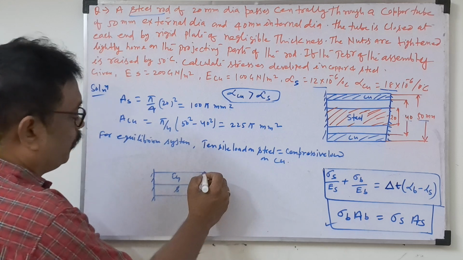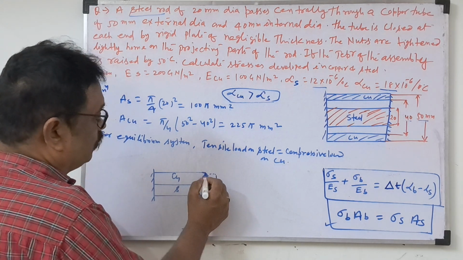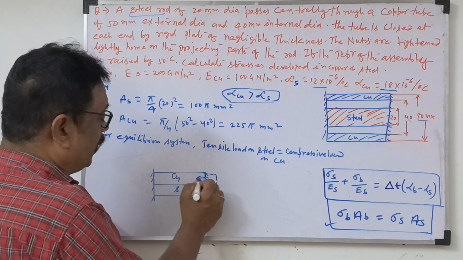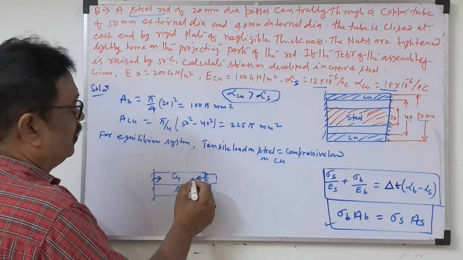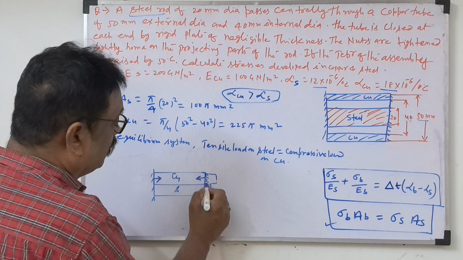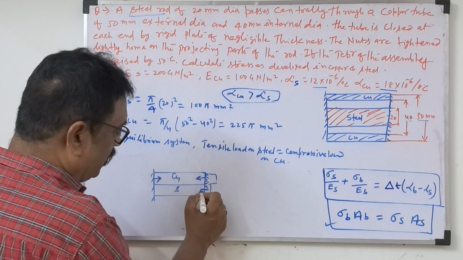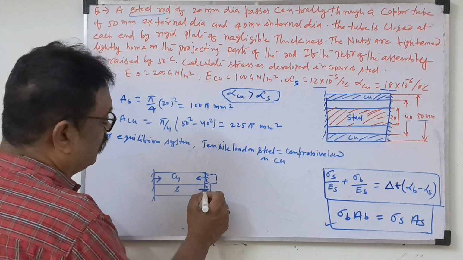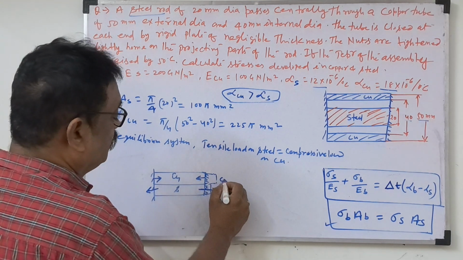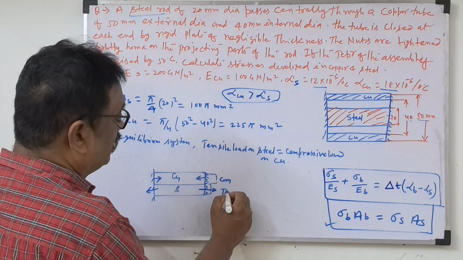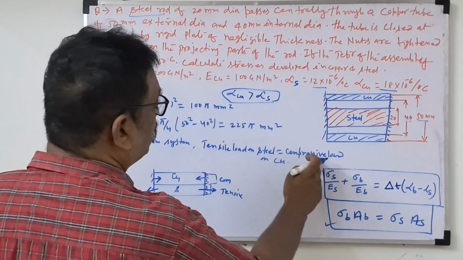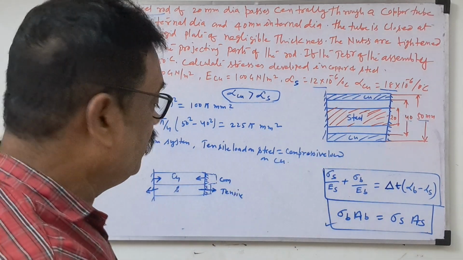So if both ends are fixed and the bar wants to elongate beyond this, it will push back, so compressive stress will develop. But the copper still tries to reach up to here, so the steel is pulled: tensile stress develops in the steel bar and compressive stress in the copper. So the tensile load of the steel is equal to the compressive load of the copper bar.